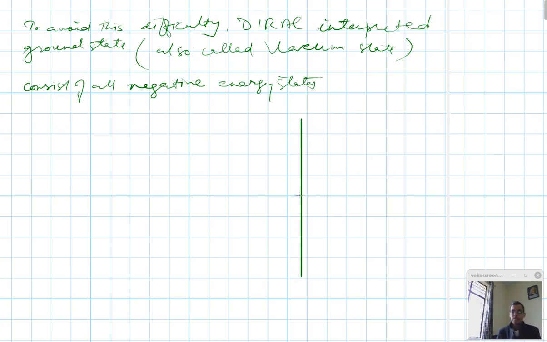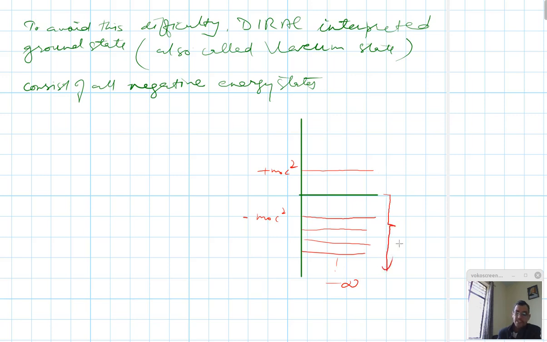This is the zero level, right? See, this is the one level which we are getting. It is minus m naught c square, and here there is a level at plus m naught c square. It is the positive energy level, and these are the lower levels, right, up to minus infinity. And he called all these states the vacuum states.